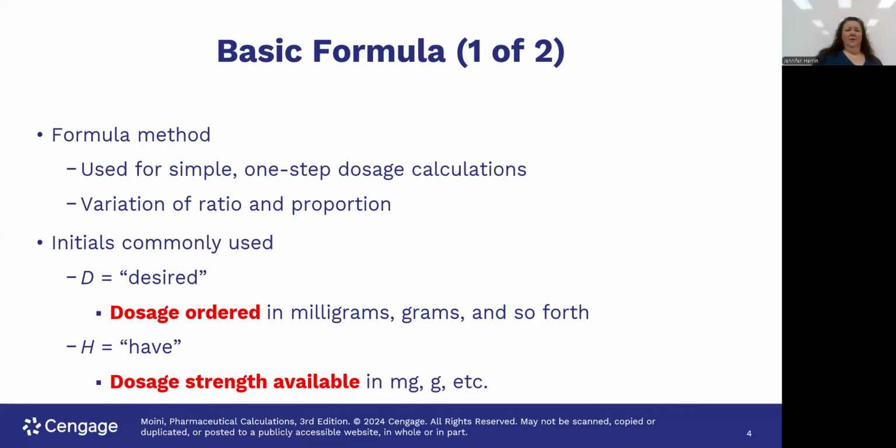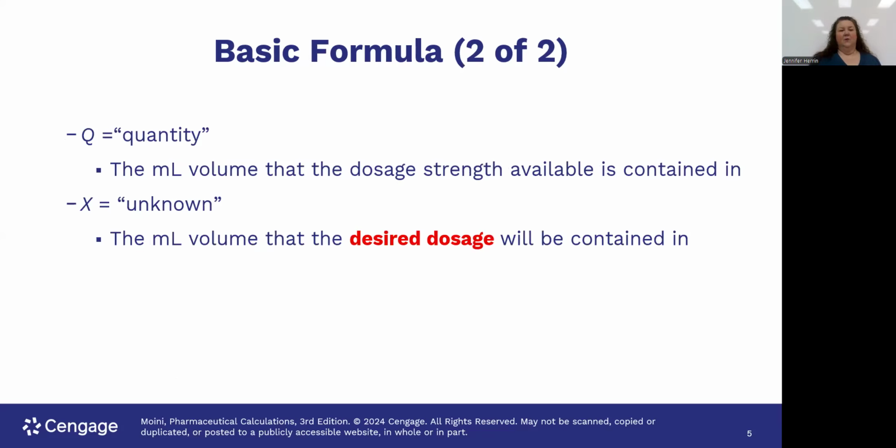So, basic formula. The formula method is used for simple one-step dosage calculations and variations. This is also a variation of the ratio and proportion method. We typically utilize a formula where D represents the desired dosage that is ordered, which could be in milligrams, grams, and so forth. You're going to take what you have, which will be represented with an H. This is the dosage strength that is available in your pharmacy in milligrams, grams, etc.